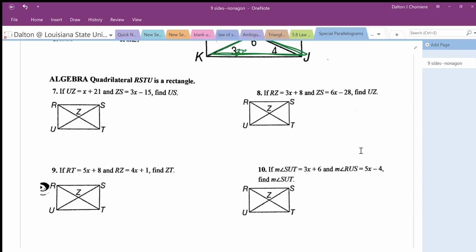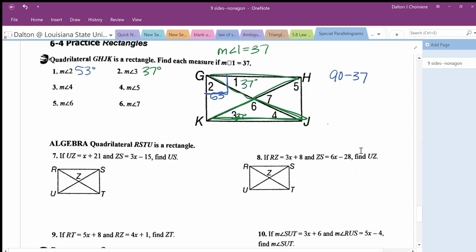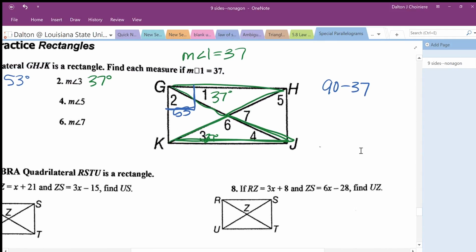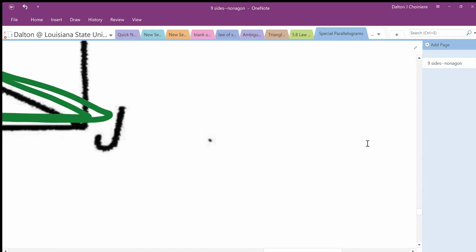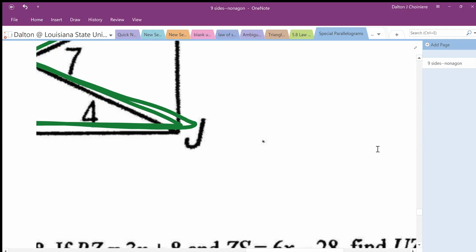So I'm going to do 8 and 11 with you. Okay, 8 and 11. Let's look at number 8. Number 8 says if RZ equals 3x plus 8 and ZS equals 6x minus 28, find UZ. So the first thing I do when I get to problems like this is I label my picture. I need to know what am I even trying to solve for?